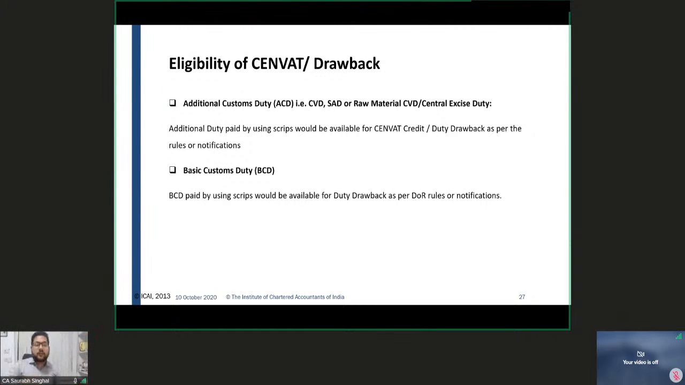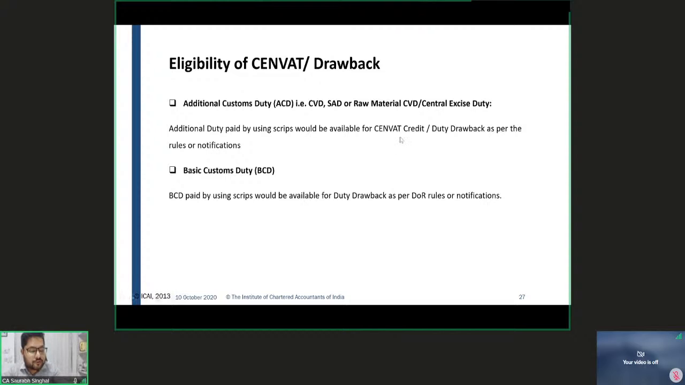Now this is also very, very important. What is the eligibility of SENVAT and drawback? If you have paid certain duties using scripts, so suppose I imported goods and at the time of import BCD was payable, I paid BCD by making use of the scripts. Will the department say, because you have actually not paid in cash and you have paid through scripts, you will otherwise not be eligible for duty drawback?